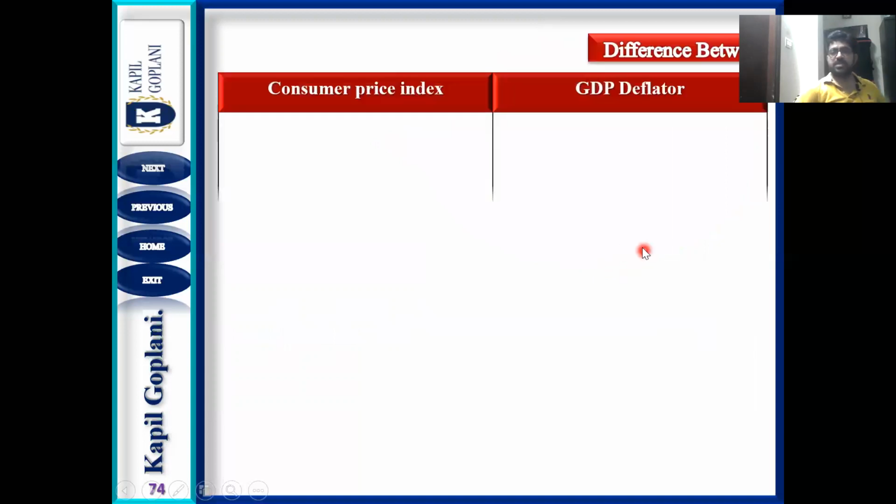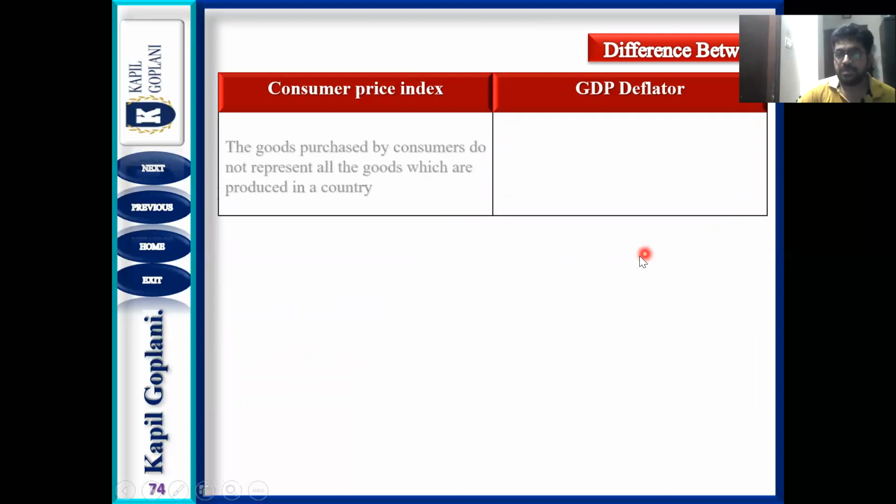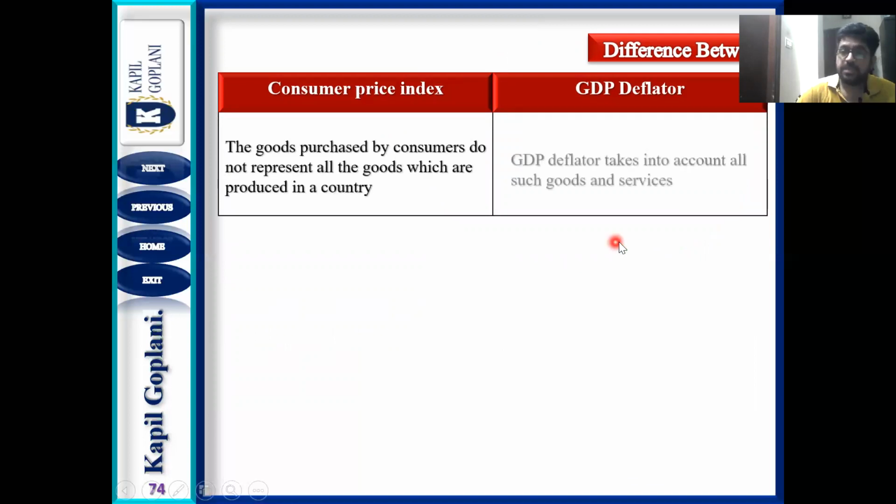Now, what is the difference between consumer price index and GDP deflator? Normally the formula is almost the same, but there is a difference. First, the goods purchased by the consumer do not represent all goods which are produced in the country. CPI will not tell you how much prices have changed on other goods, because CPI is only focusing on the consumer. But apart from the consumer, there are other goods and services which are also produced, which are not used by the consumer; they can be used by the producer also. So GDP deflator takes into account all such goods and services. That's why GDP deflator is very much different from consumer price index.